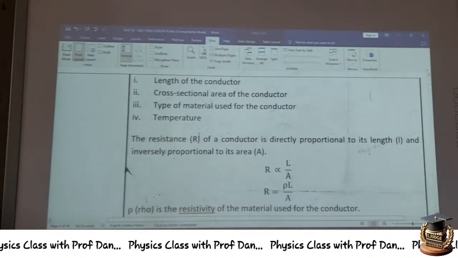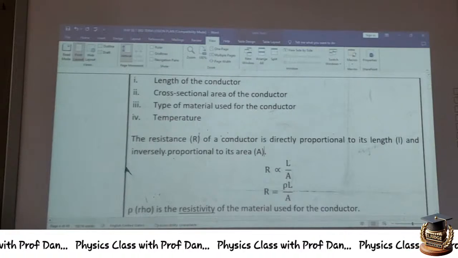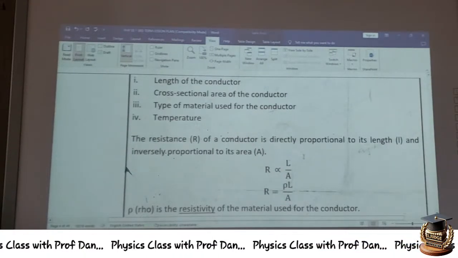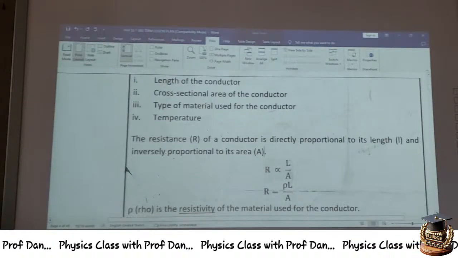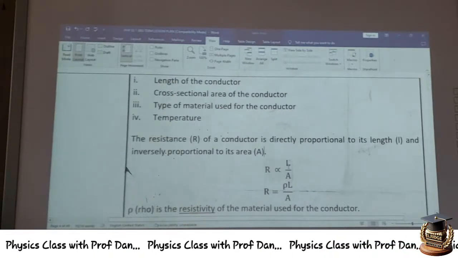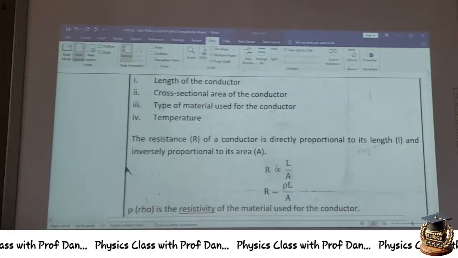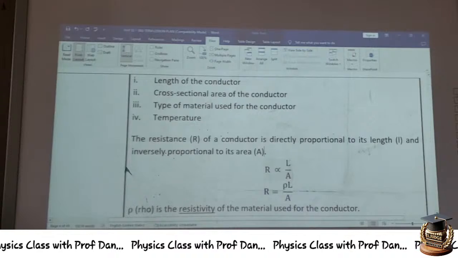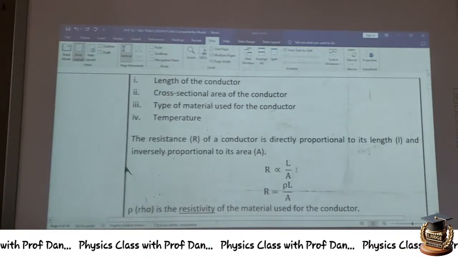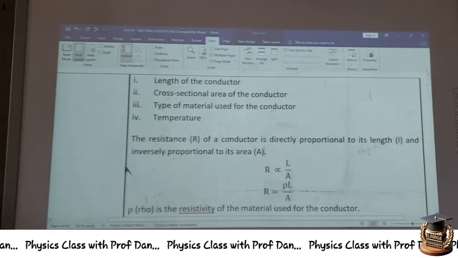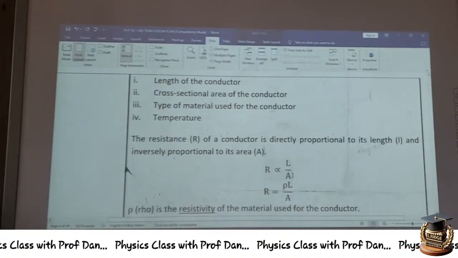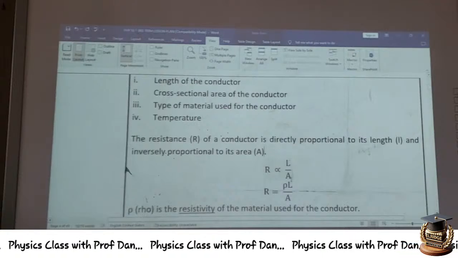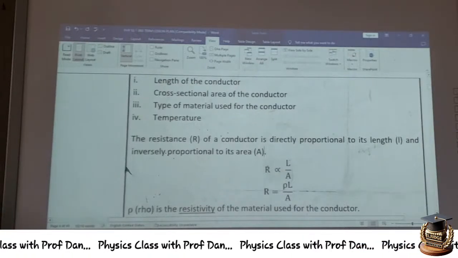So let's look at the resistance. R of a conductor is directly proportional to the length L and inversely proportional to its area. It means that the longer the length, the higher the resistance of the conductor, and the shorter the length, the smaller the resistance. But that's a direct proportional relationship. If you look at the relationship with its area, the bigger the area of the conductor, the smaller the resistance, and the smaller the area, the bigger the resistance.